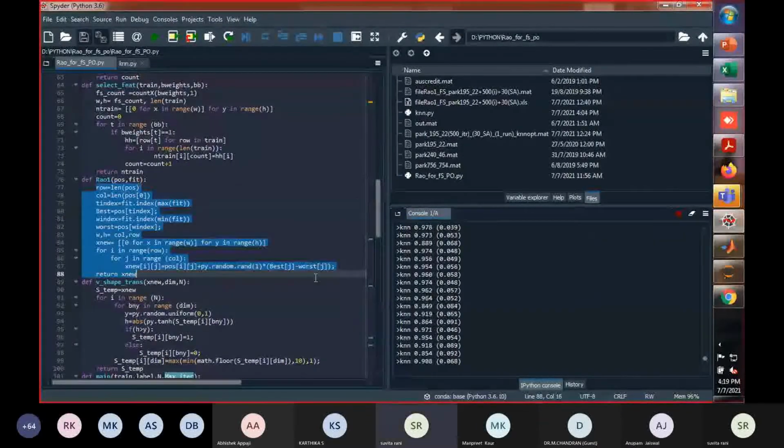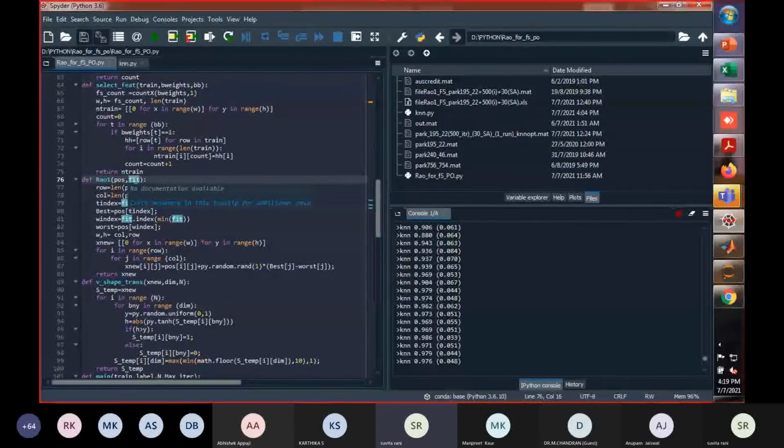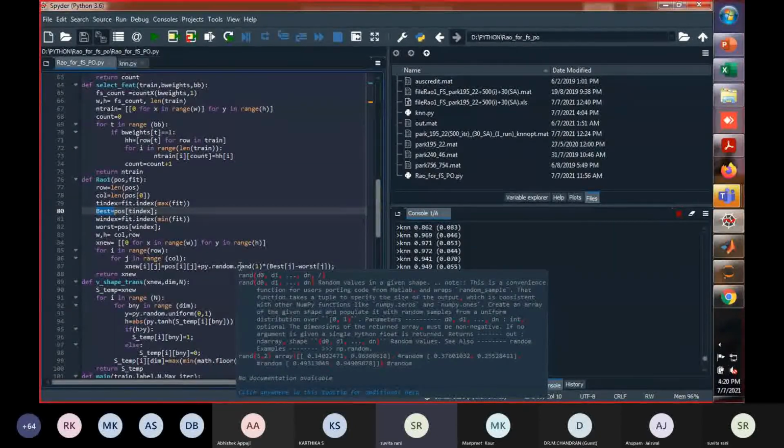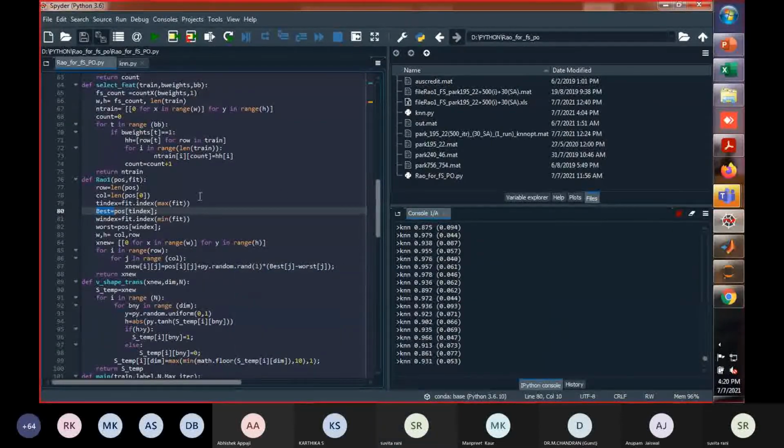Here is the code for the RAW algorithm. In this, we give the position and the fitness value, and from the current values of position and fitness, we find the next value of position. We first calculate the best and the worst search agent positions, and we subtract those positions and multiply with a random value, because we take some step further toward the best position, and we add it to the current position. This is for the RAW one.